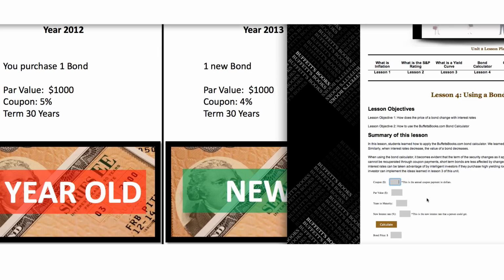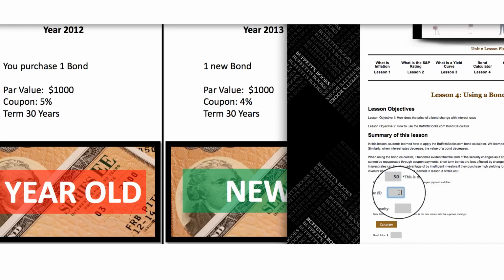Okay, so here we are at the BuffettsBooks.com bond calculator, and what we're going to do is put in these values. The first value that we have to put in is the coupon, which is in a dollar amount. When we look at the bond that we purchased in 2012, it had a 5% coupon. The bond calculator will only take the values in dollars, so you're going to have to do the conversion here, which for a 5% coupon with $1,000 par value is $50. So you're going to put that in.